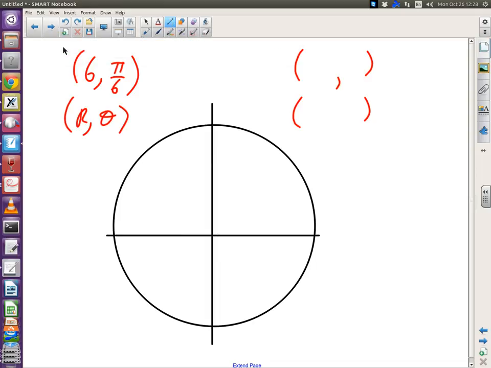Okay. Now, where is (6, pi over 6)? Well, that means go from the pole, let's say that's here, out 6 units. Let's say that's the circle. And rotate counterclockwise pi over 6 radians, or 30 degrees. So let's say it's like around here.